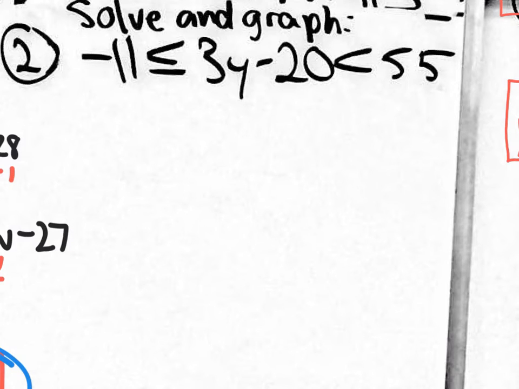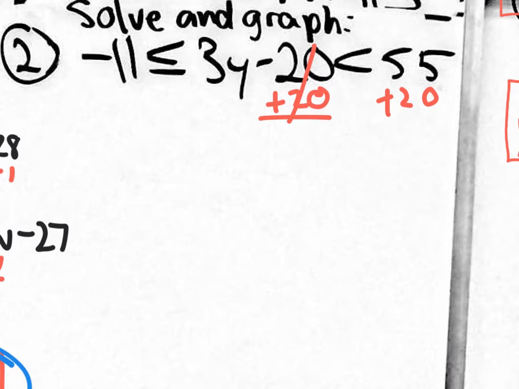It's kind of like ignoring the negative 11 for a while, ignoring this whole thing and just saying, if I had 3y minus 20 is less than 55, what would I do? Oh, well, I would add 20 here to get rid of it, and I add 20 over here. Now, that's if I only had two sides. But I have the middle, and I have two outside sides. So whatever I do to the middle, I have to do to both outside sides, if that makes sense.